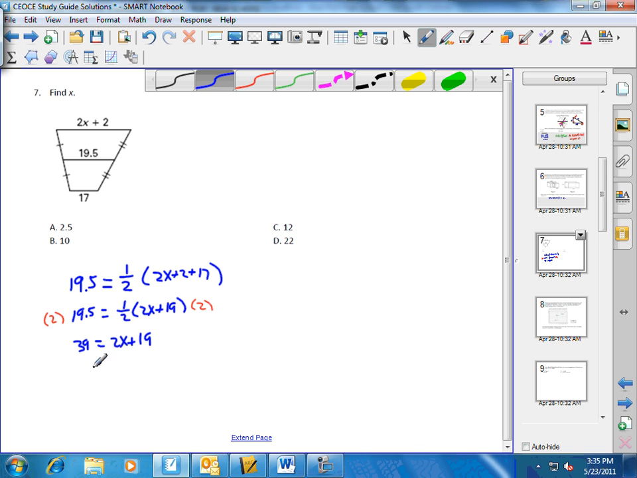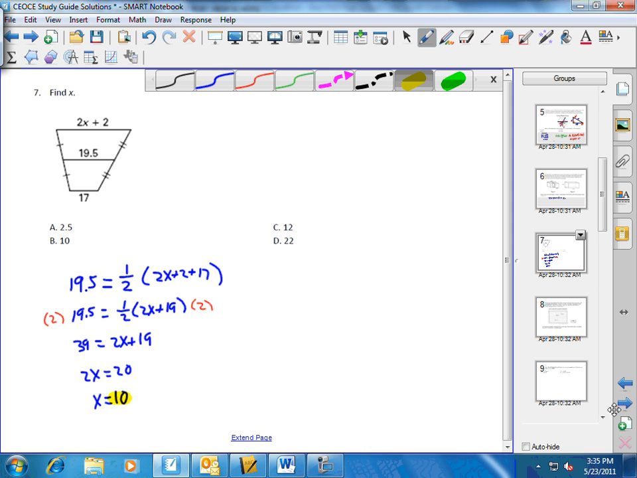I'm going to subtract 19 on each side, and I have 2x is equal to 20. And then to get x by itself, I divide by 2, and x is equal to 10. All right, so the value of x is 10. If you put in 10 for x, you have 2 times 10, which is 20. 20 plus 2 is 22. 22 plus 17 is 39. 19.5 is half of 39.